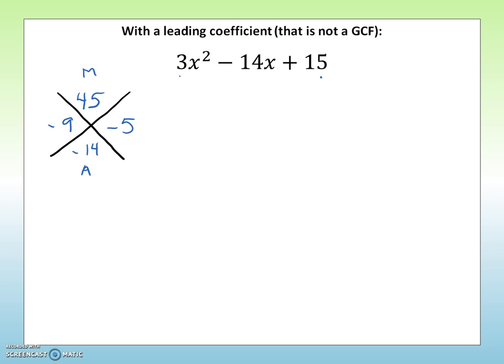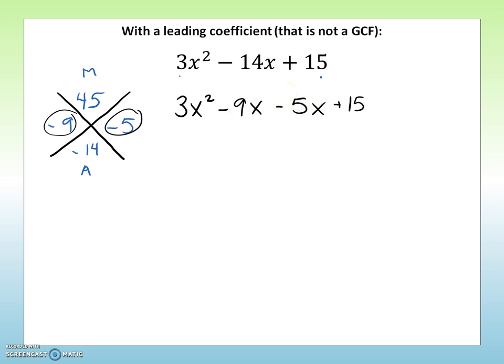These numbers tell us how to split up this middle term in our trinomial. We're just going to rewrite it. 3x squared, but instead of writing negative 14x, since we just found the negative 9 and the negative 5, we're going to write it out like that. That way we can use our grouping method. Right? Essentially, this polynomial and this polynomial are the same exact thing. We just split up that middle term.